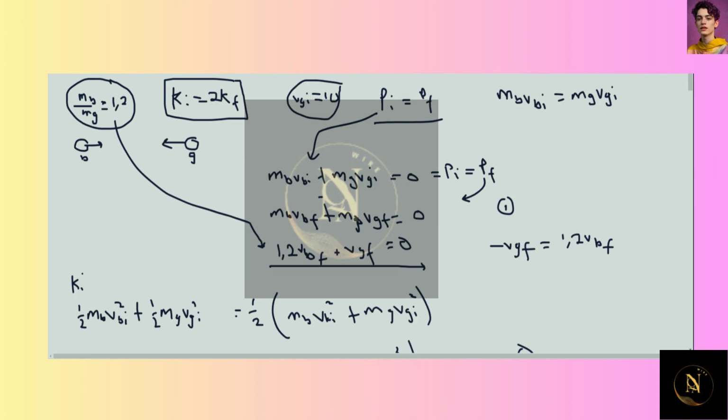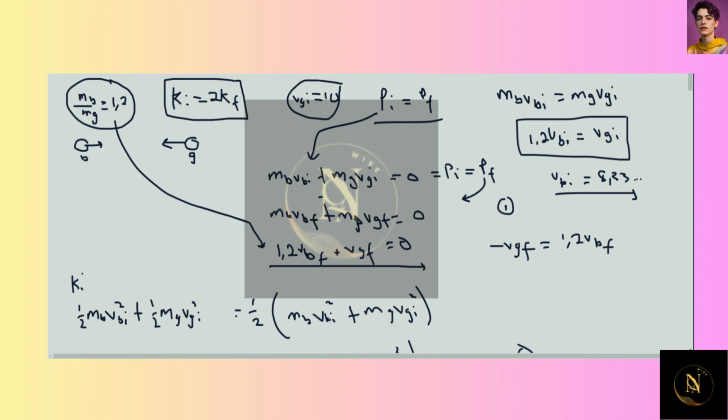So I know the ratio of the masses, so I'm just going to go ahead and divide by mG on both sides. So that means that 1.2 vBi is actually equal to vGi in this case. So this will give you another equation again that you can use to simplify this, because you know vGi is 10. So if you plug in 10 here, you divide that by 1.2, you realize that vBi is actually equal to something around 8.333.